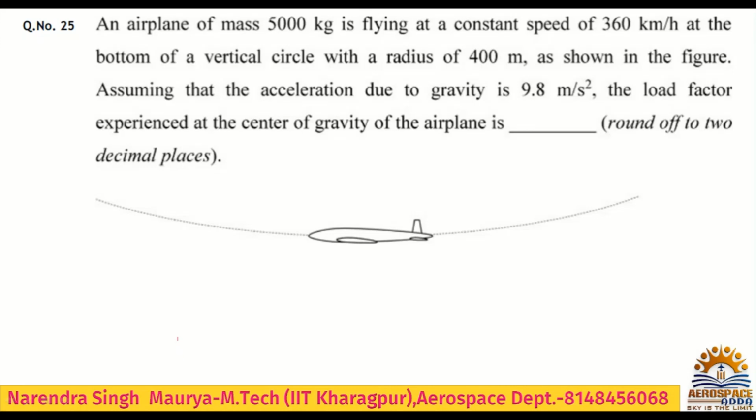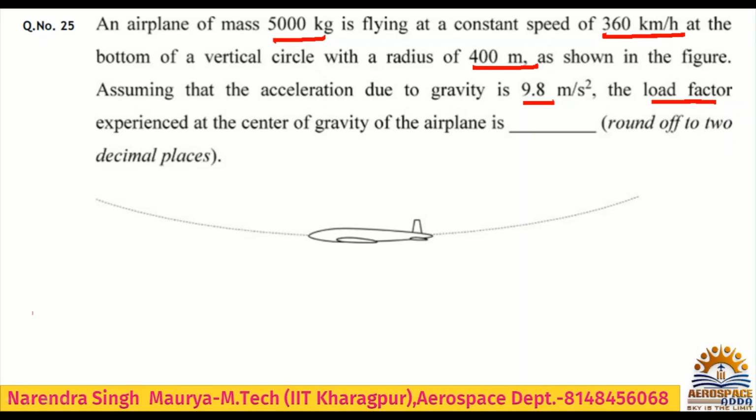Now this is problem number 25. The question reads: an airplane of mass 5000 kg is flying at a constant speed of 360 km per hour at the bottom of a vertical circle with a radius of 400 meter, as shown in the figure. Assuming the acceleration due to gravity is given, the load factor experienced at the center of gravity of the airplane is. So basically here they are asking what is the load factor.